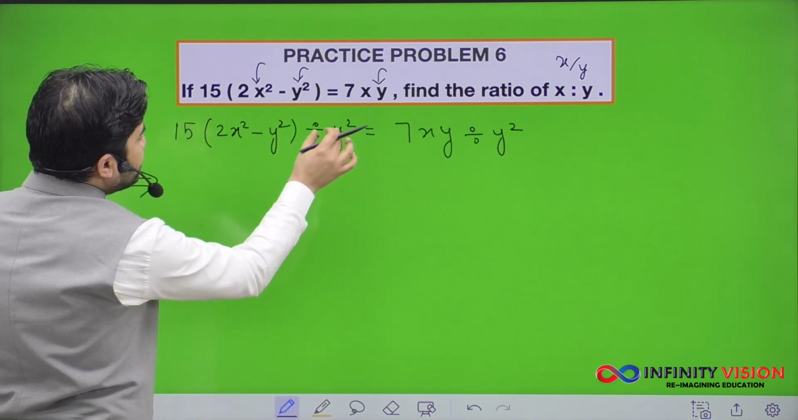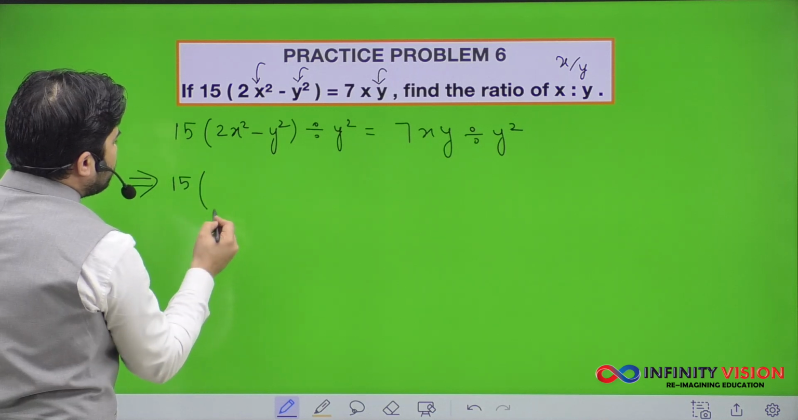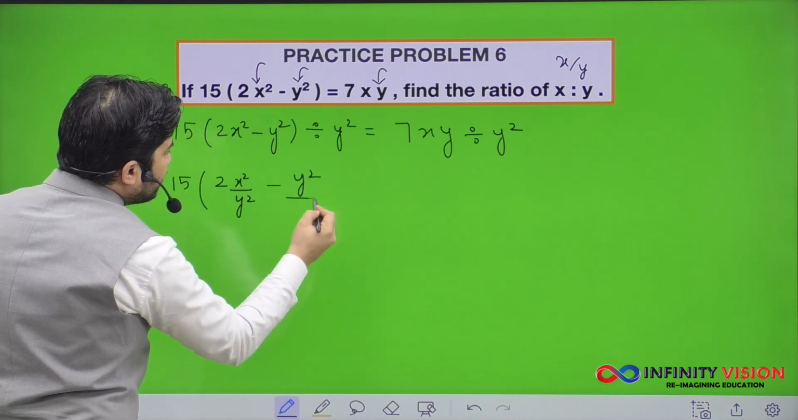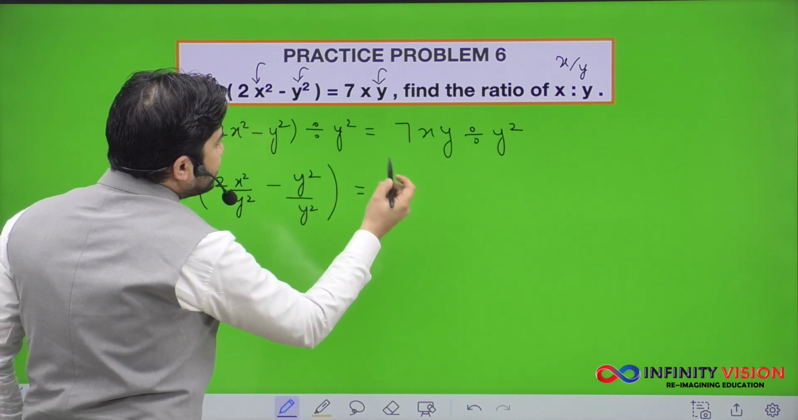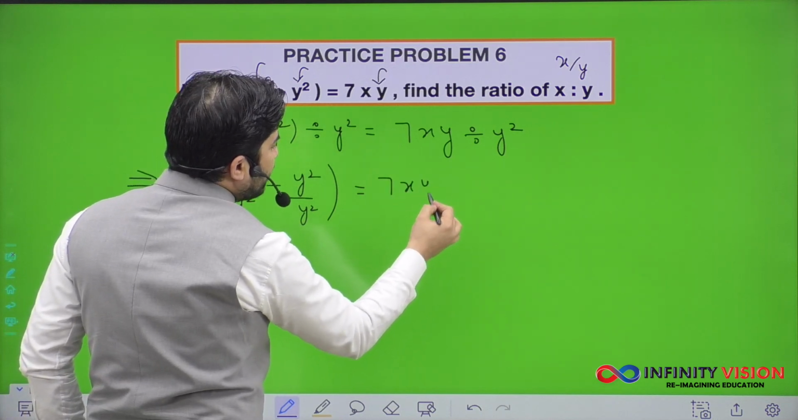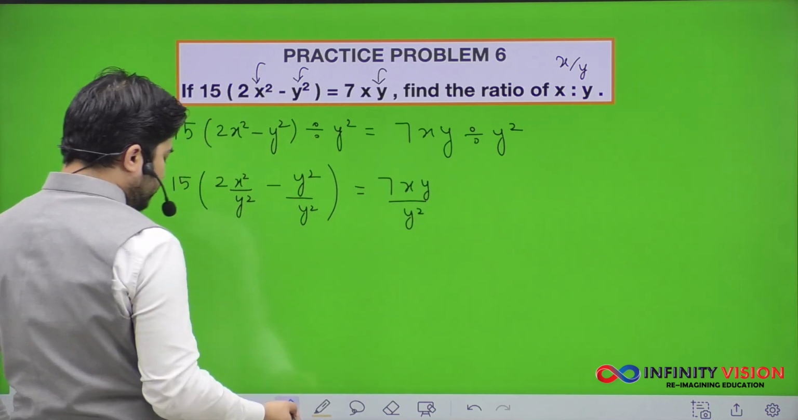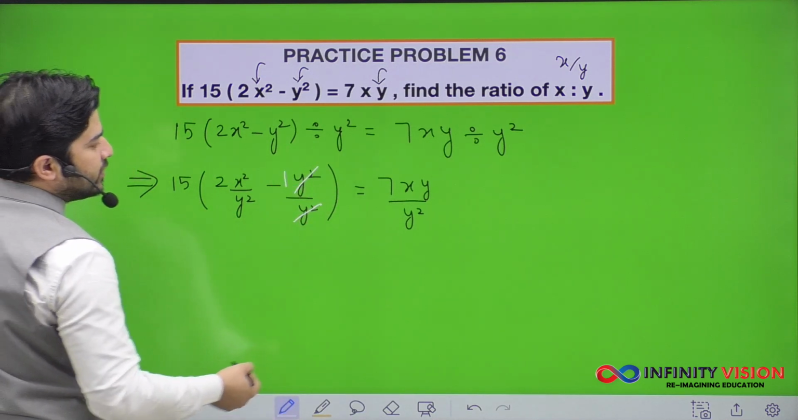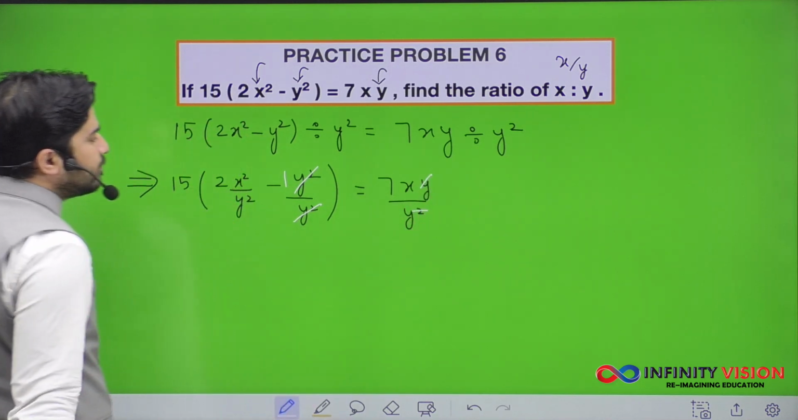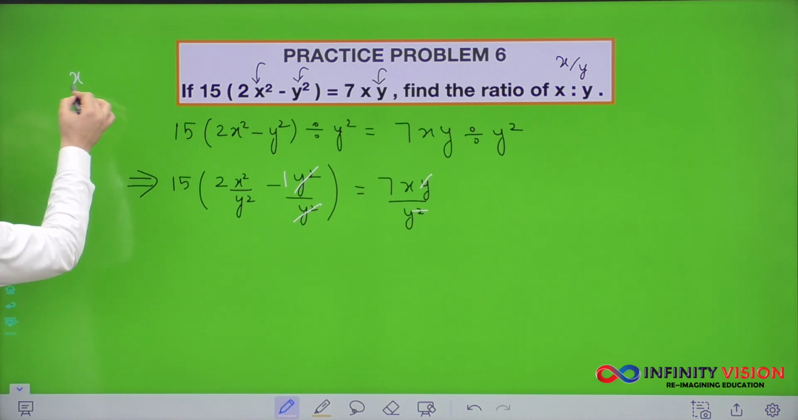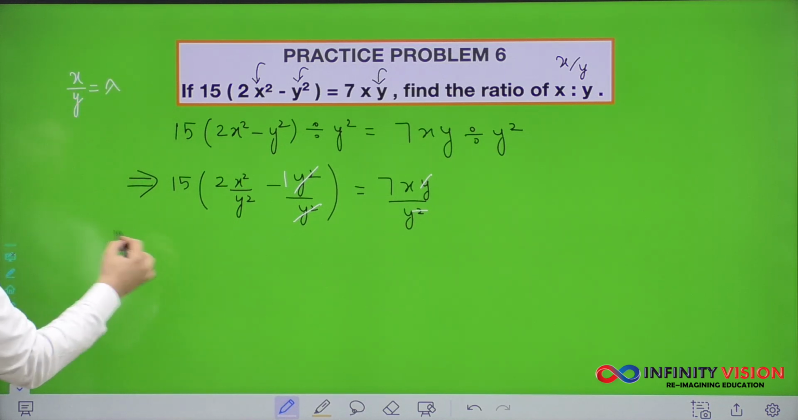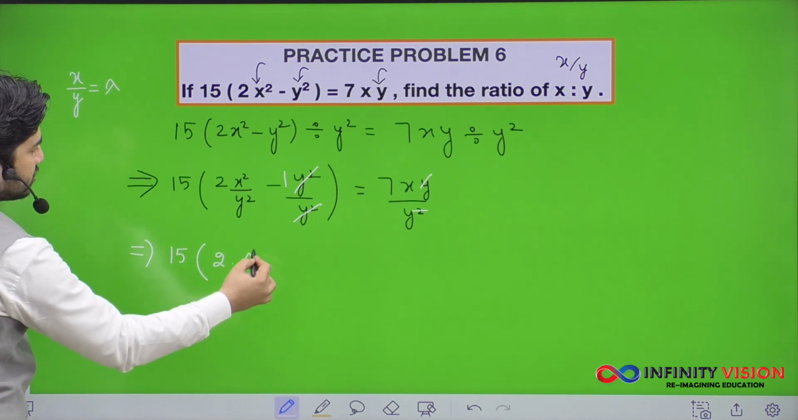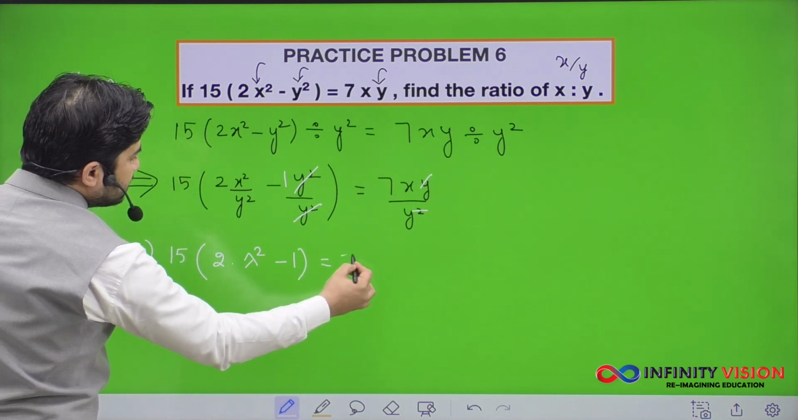In the left hand side, 2x square upon y square. So 15 into this would become 2x square upon y square. And this will become minus y square upon y square. And in the right hand side, you will get 7xy upon y square. You will notice that this will cancel each other out. You will get 1 here. And this will cancel this square thing. Now x by y can be written as lambda. So you'll get 15 into 2 lambda square minus 1 is equal to 7 lambda.